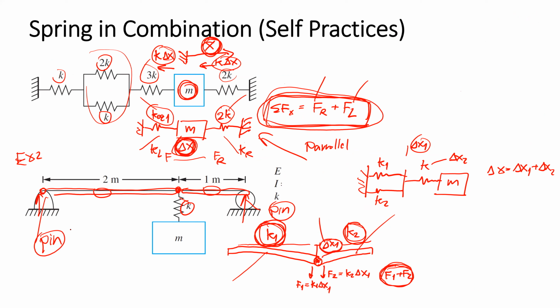So don't worry about K1, K2, but if you know K1, K2, at least you should know how to obtain K equivalent in terms of K1, K2, and K.